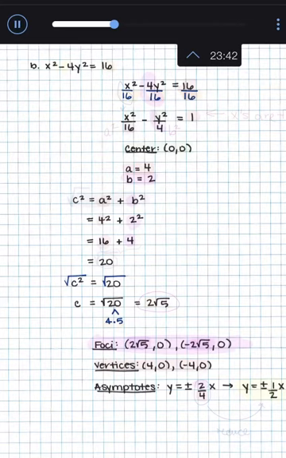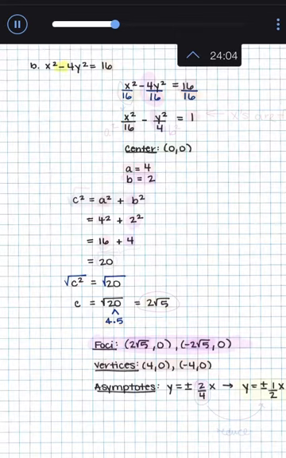Let's look at problem B. On problem B, we have x squared minus 4y squared equals 16. So right off the bat, we know that this is a hyperbola because of the minus in between the x squared and the y squared.